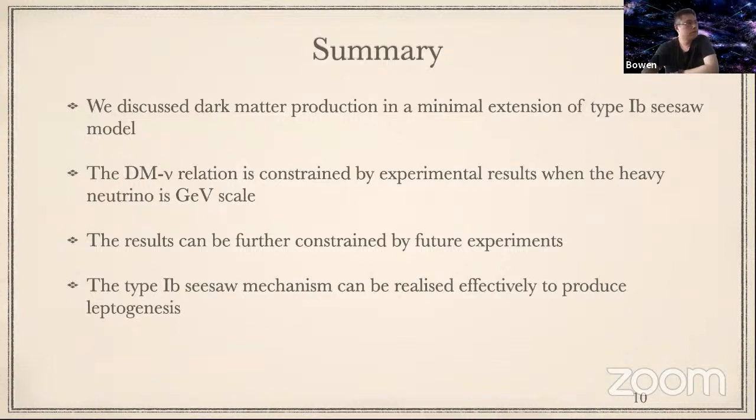So in summary, we have discussed the dark matter production in a realistic model with a neutrino portal, which is the minimal extension of the type 1B Seesaw model. We have seen that the dark matter neutrino interaction can be constrained by the current experimental results when the heavy neutrino mass is at the GeV scale. And the result can be further constrained by future experiments like SHiP and FCC-ee.